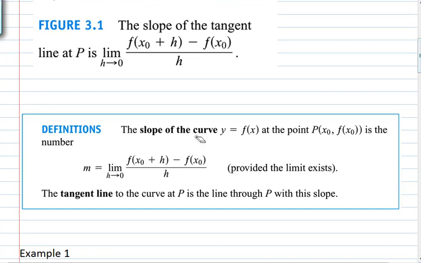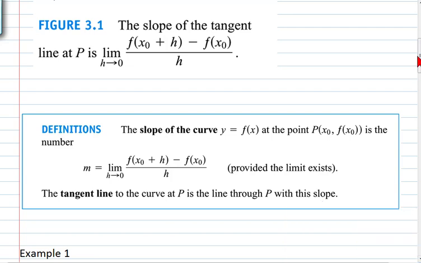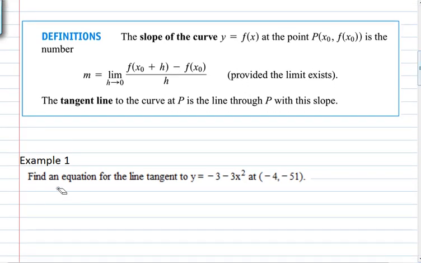Okay, so the slope of the curve at a point P, where the x value is x sub naught, is the number m, where it's the slope of the tangent line. The tangent line to the curve at point P is a line through P with this slope. We've done these type problems before, writing equations of tangent lines, haven't we? Sure we have. Once we found the slope of the tangent line, we can write an equation. All right, so in example 1, we're asked to find an equation for the line tangent to this curve at this point.